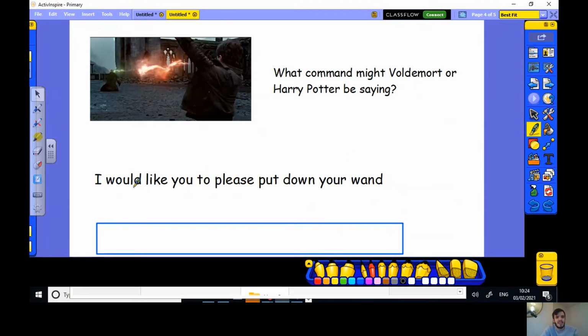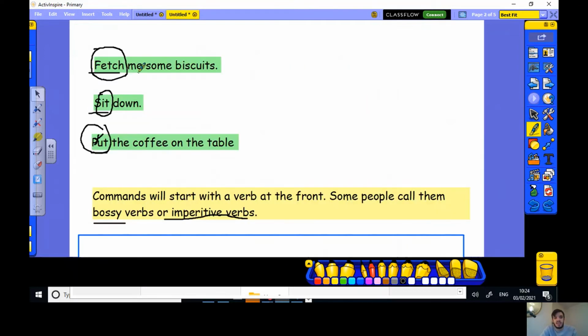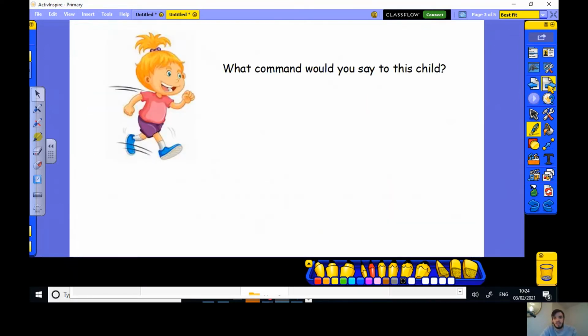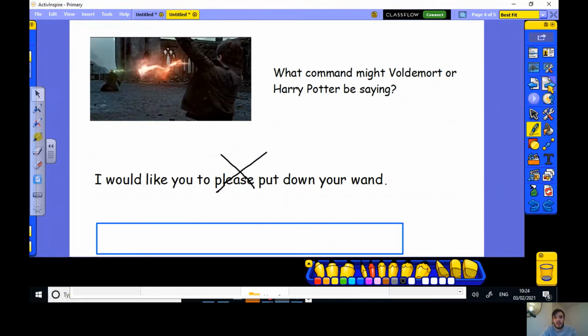No, it's not starting with the verb. The command would be put down your wand, okay? And there's no full stop on there. This is not a command. It is a sentence, but it's not a command. We know commands start with the verb. They are instructions where you start with that bossy verb at the front.